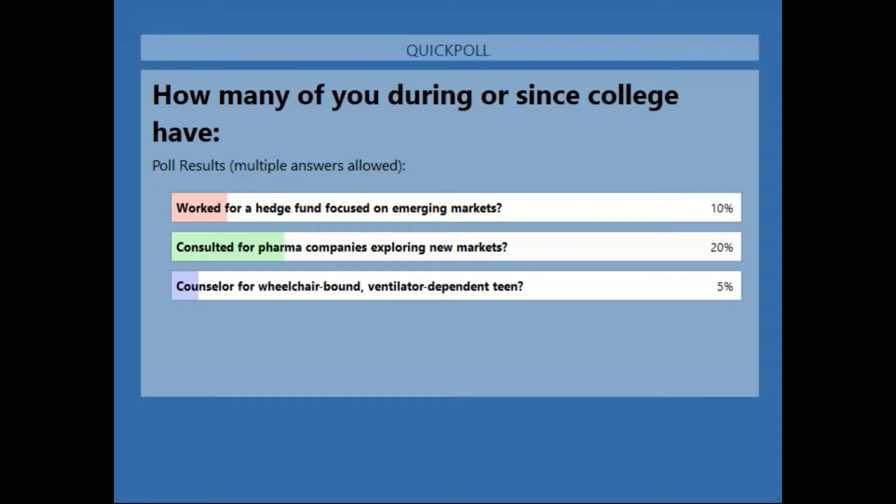The results are 10% have worked for a hedge fund focused on emerging markets. 20% have consulted for pharmaceutical companies exploring entry to new markets. And 5% have worked as a counselor for a wheelchair-bound, ventilator-dependent teen. Okay, what's the difference between the two sets of questions? In the question window, please. What's the difference between the first set of questions and the second set of questions?